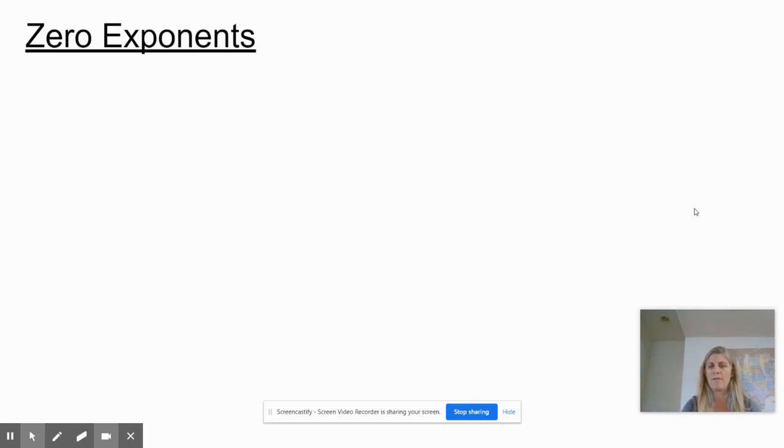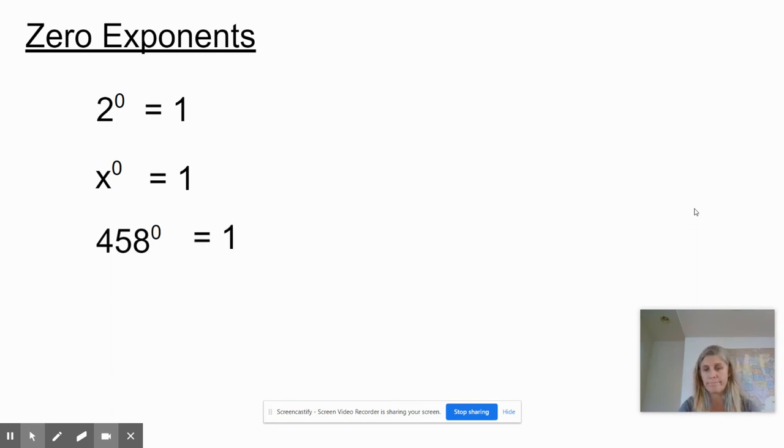Now, what if we have a letter or a number to the 0th power? So we have 2 to the 0th power. It's 1. What if we have x to the 0th power? It's 1. What if we have 458 to the 0th power? It's 1. So anything to the 0th power is 1. Now here we have it in a problem.